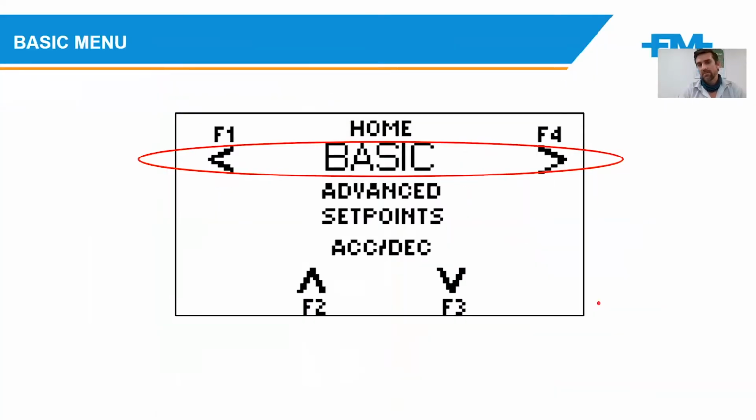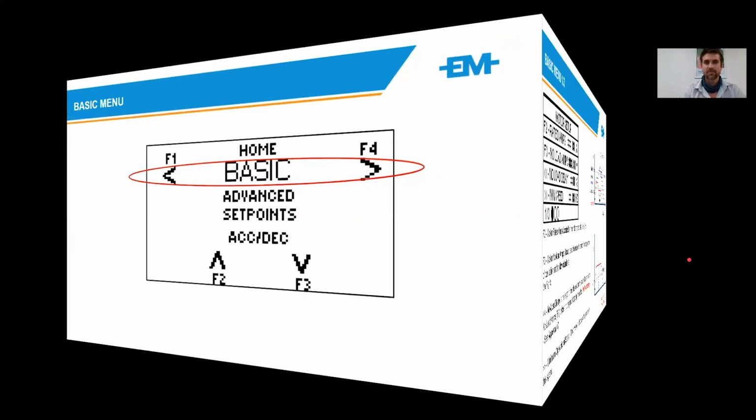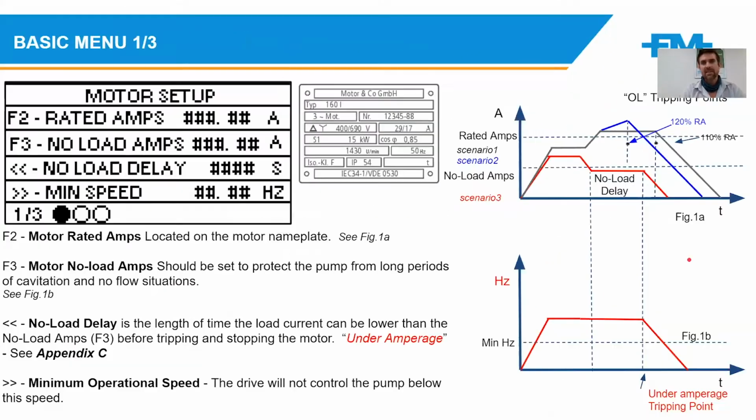So let's go have a look at the basic setup of this irrigation system. So the basic setup is exactly that, the absolute basics. It's 3 pages, and obviously each of these should be looked at as a bare minimum when commissioning an irrigation system. So first and foremost is your rated amps of the pump. This can obviously be found on the motor and entered into the system over here.